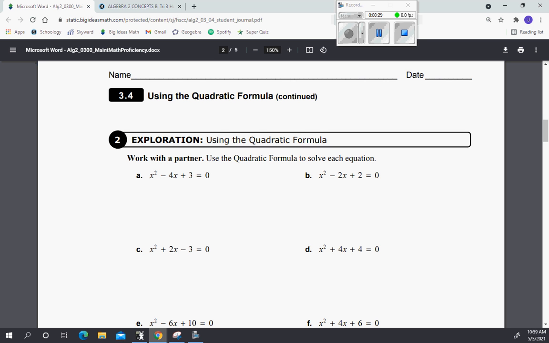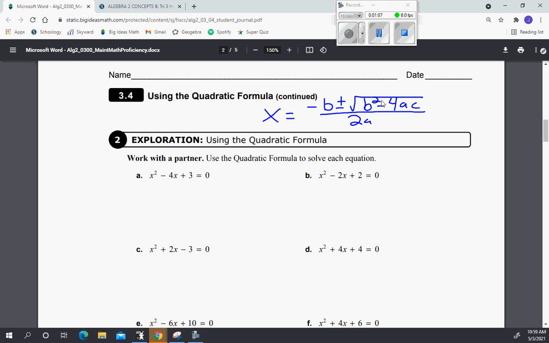I was taught the quadratic formula, I believe, in 8th grade, and I still know the song, or I still know the formula. It goes like this: x equals negative b plus or minus the square root of b squared minus 4ac over 2a. That is the quadratic formula. It's a big formula, but it always works.